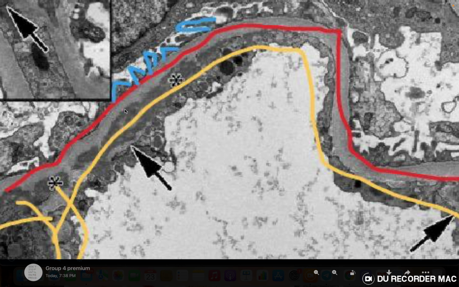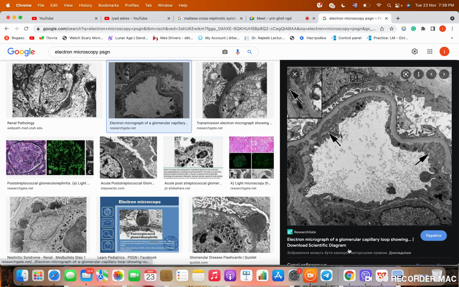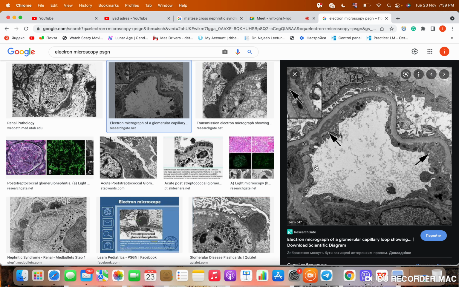It's going under the endothelium because the basement membrane is over it. It's preventing it from touching the epithelium, which is the podocytes. So it's subendothelial. Sounds familiar. Okay, let's open First Aid and see what is subepithelial and what subendothelial is.